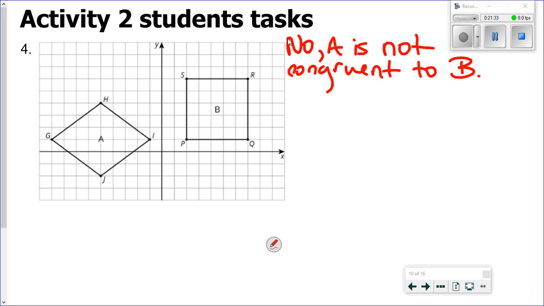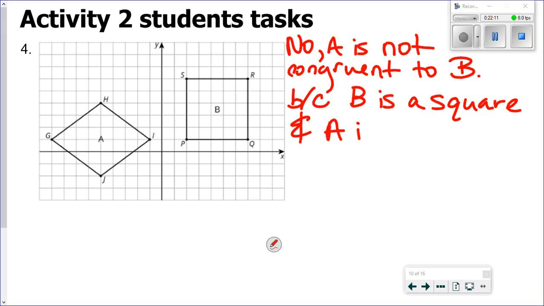Some valid reasons might be that both shapes are quadrilaterals and the side lengths all appear to be 5 units in length. However, the angles are not the same. If you use your tracing paper, you can test that theory. One might say that quadrilateral B is a square with 4 right angles, whereas quadrilateral A is a rhombus. So we said B is a square, and figure A is a rhombus.